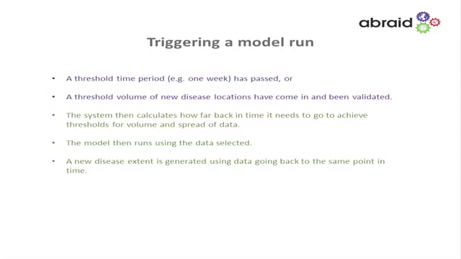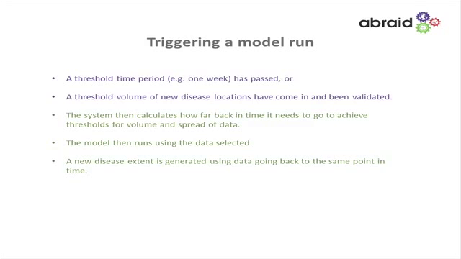So now we have validated data ready to go through to the model, and we have a disease extent made up from expert opinions and data also ready to go through to the model. So now I'm going to talk a little bit about the process of model runs and what happens next after that. So in order to trigger a model run, we have a couple of triggers.